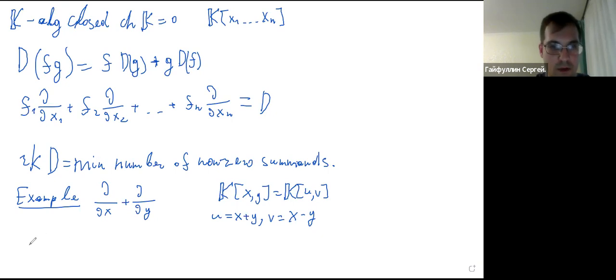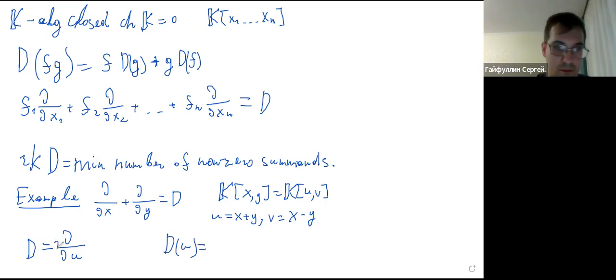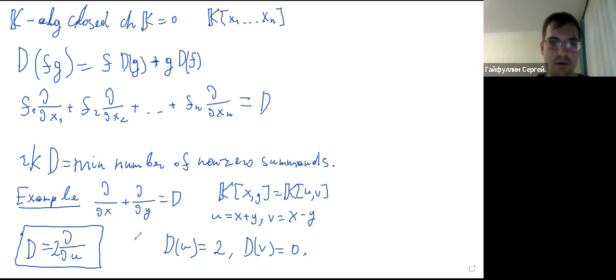Then, of course, we can check that this derivation D is equal to something like 2 times partial derivative on u. Let me think. Yes, when we apply D to u, we have 2, and when we apply D to v, we have 0. So the rank of this derivation is 1, not 2. We have 2 summands, but in this form we have just 1 summand. So rank is the minimal possible number of summands.